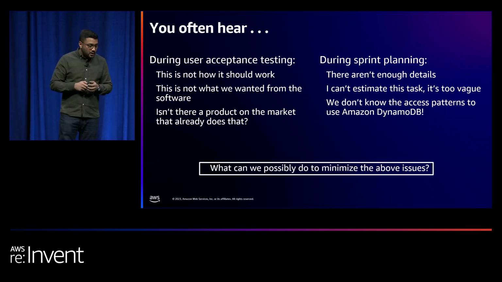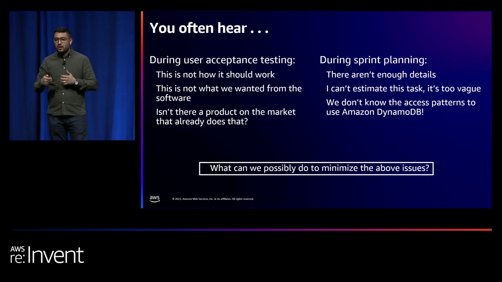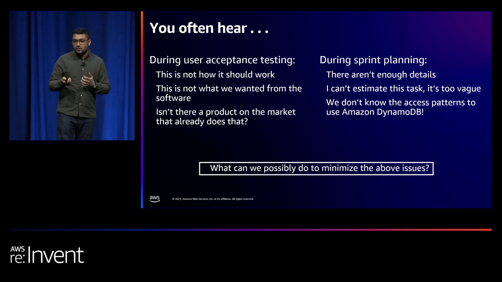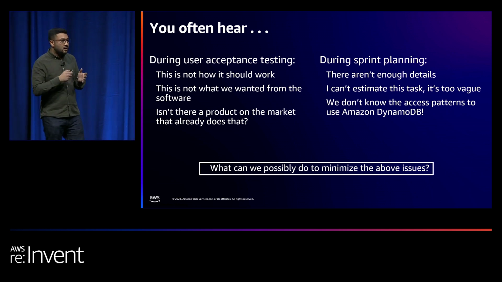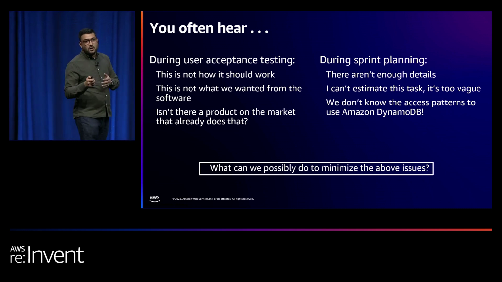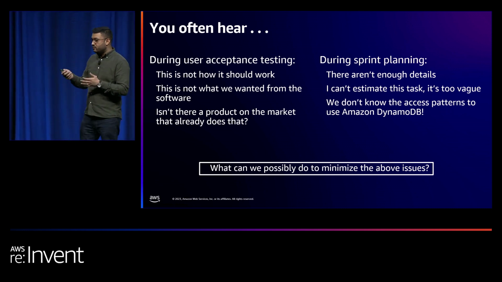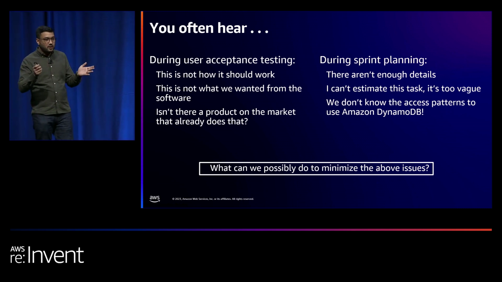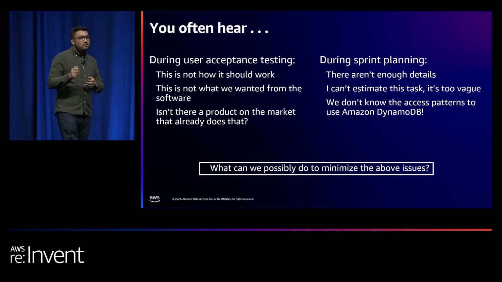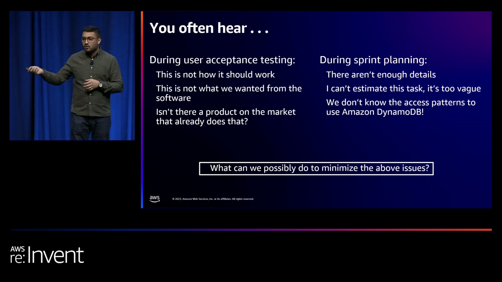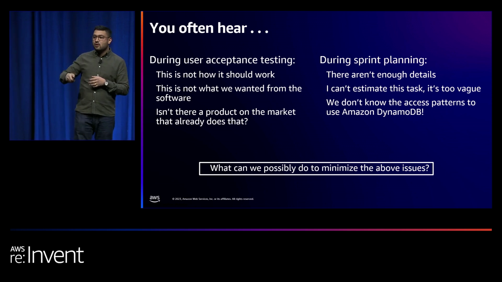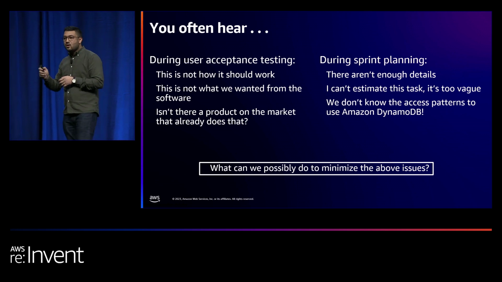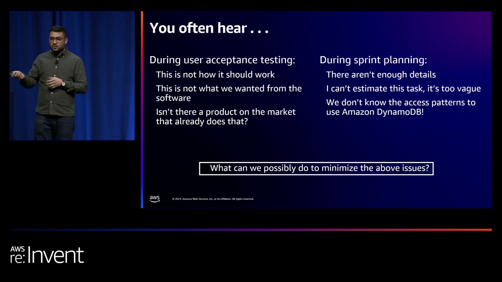So I asked this question, what can I as a person possibly do to minimize the above issues? So I went down a rabbit hole. I tried to look at different frameworks. I tried to look at different agile delivery methodologies. I dived deep into SAFe and all of those things that were really fancy, but they were software delivery methodologies, right? We were still not spending enough time on the design phase of the software.